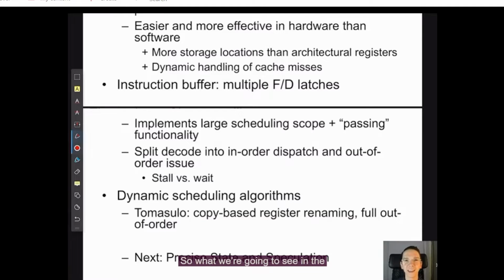So what we're going to see in the next module is how to augment what we've learned so far about out-of-order execution to properly handle precise state and control speculation.